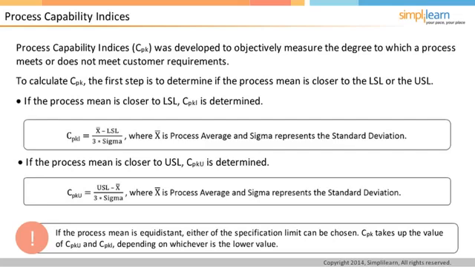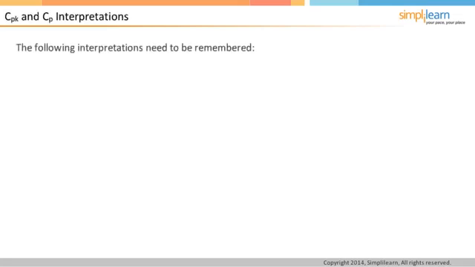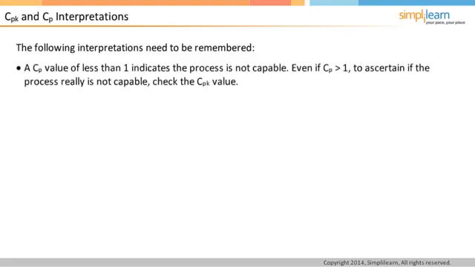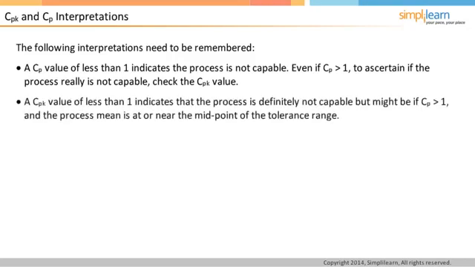In this screen, we will discuss CPK and CP interpretations. A CP value of less than 1 indicates the process is not capable. Even if CP is greater than 1, to ascertain if the process really is capable, check the CPK value. A CPK value of less than 1 indicates that the process is definitely not capable, but might be if CP is greater than 1 and the process mean is at or near the midpoint of the tolerance range.